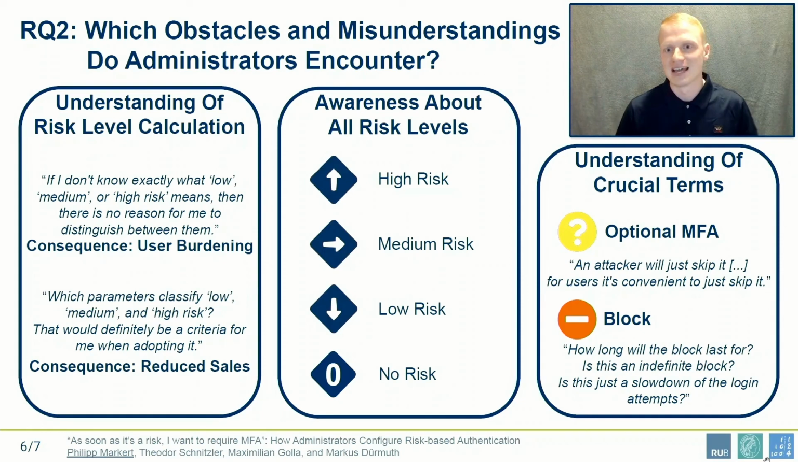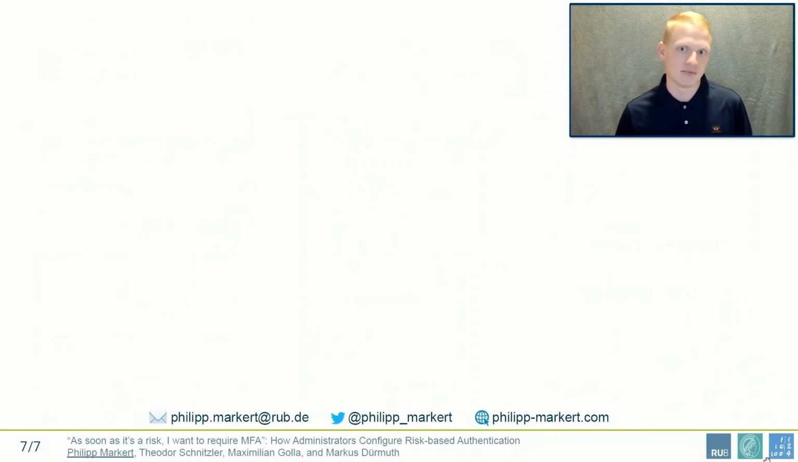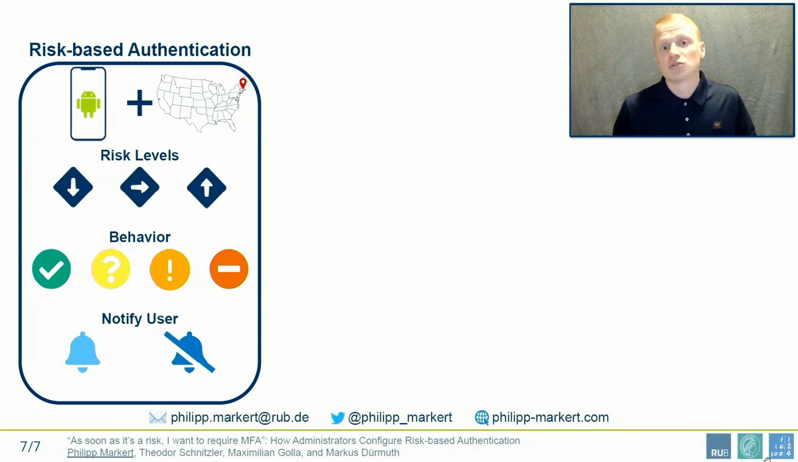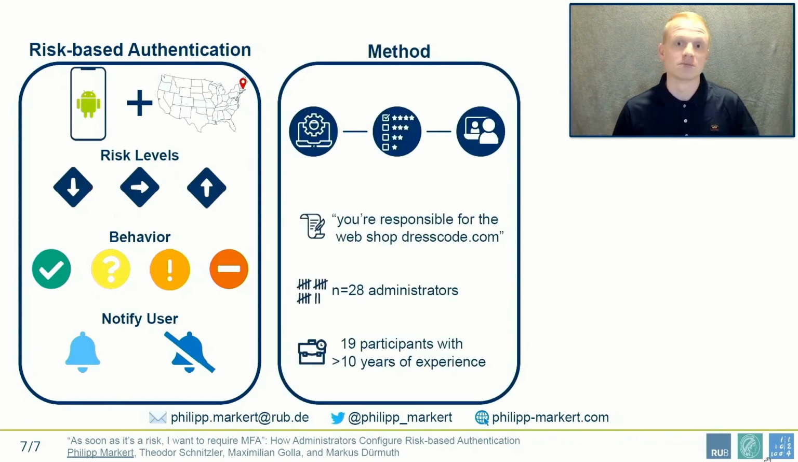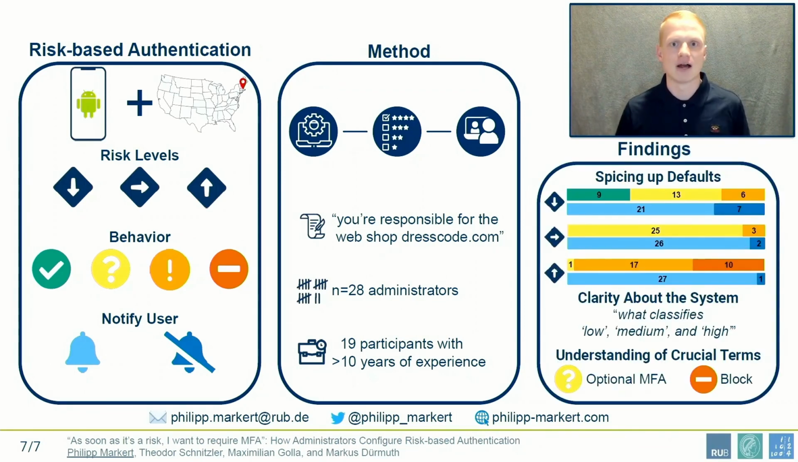All right, and this already brings me to the end of my talk. Let's sum it up real quick. The first thing that we talked about is the risk-based authentication, so the 3 risk levels and the configuration options that we have. Afterwards, we talked a bit about the method that we use in order to answer our research questions. And finally, I gave you a brief outlook of our results. Again, there are many more, so please feel free to ask me afterwards or have a look at our paper.